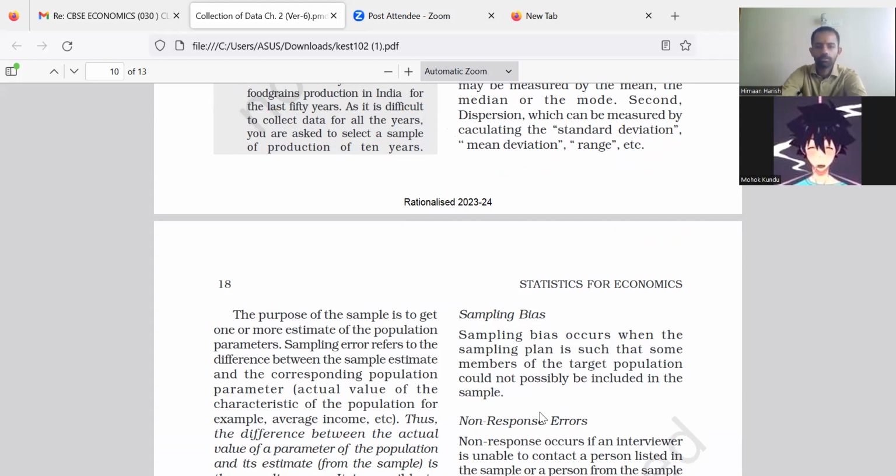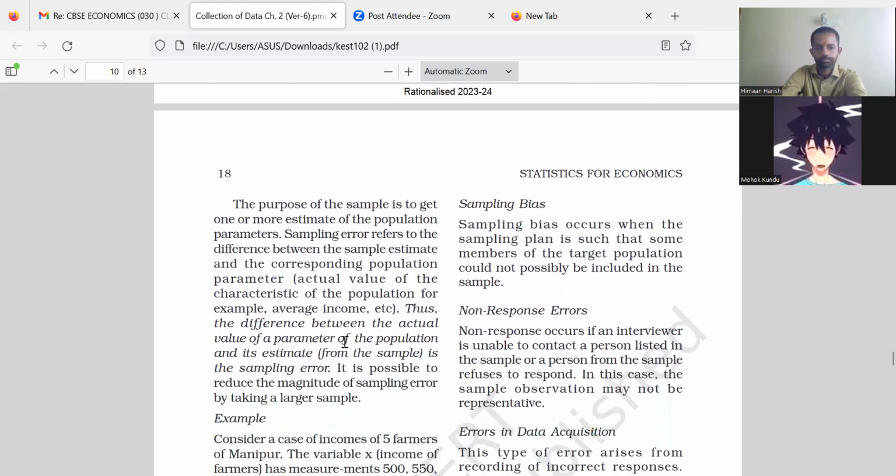The standard deviation, mean deviation, and range will also be there in undergraduation of economics and in statistics as well. Whereas in statistics, it's of paramount importance. So we should know these terms like range, mean deviation, standard deviation, and sampling.